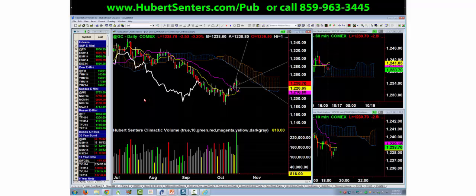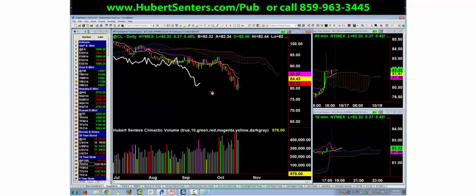And then last but not least, crude oil. Crude oil, it's time for a little bit of bounce here in crude around 85. It's probably going to bounce a little bit on Friday, and then Sunday it'll start opening up and going lower and go to 75 next week. Okay?